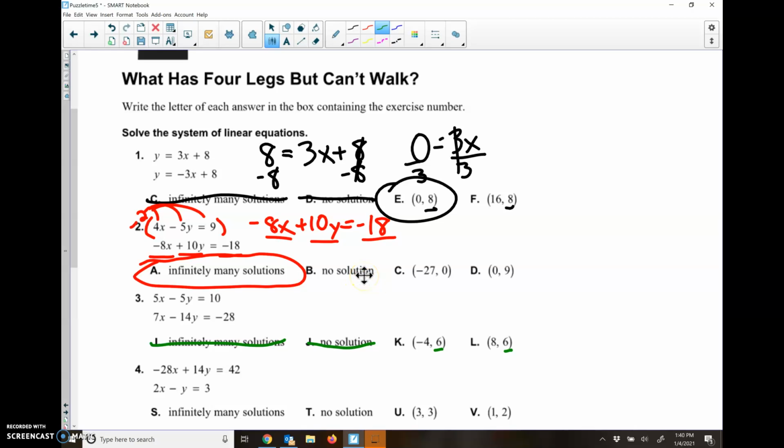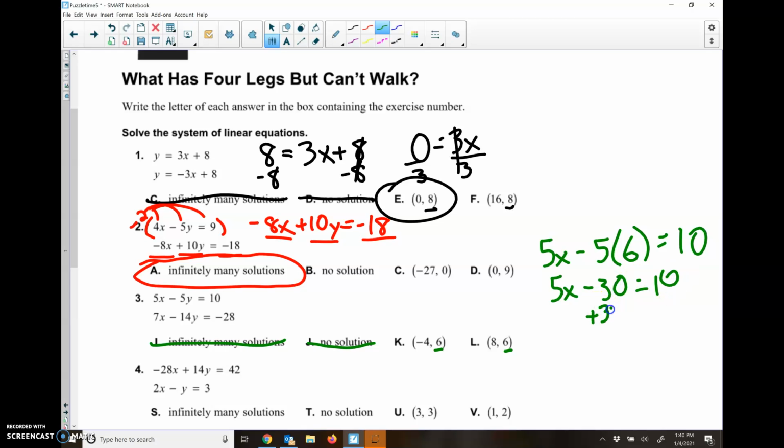So I'm going to do the same thing I did on number 1. 5x minus, and my y we know is 6 because that's the only option they give us here, equals 10. So I got 5x minus 30 equals 10. It's a minus 30, so I'm going to add 30 to both sides. I get 5x equals 40. And then divide both sides by 5. So I figure out that x equals 8.